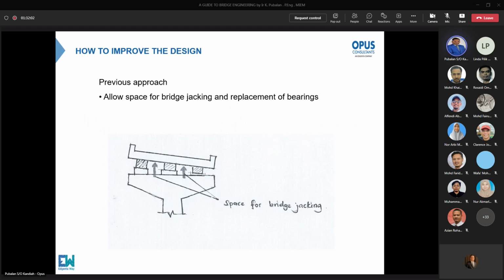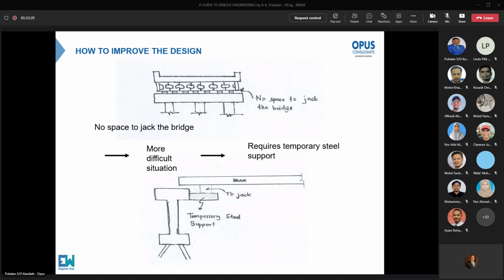Another good way to do design of bridges is to allow some space for bearings. I've come across certain bridges where they have not allowed for space for jacking. So that's a problem. So in bridge engineering, it's better to design bridges which have some space for jacking. So how to improve the design? Improve the design by allowing some space to jack.